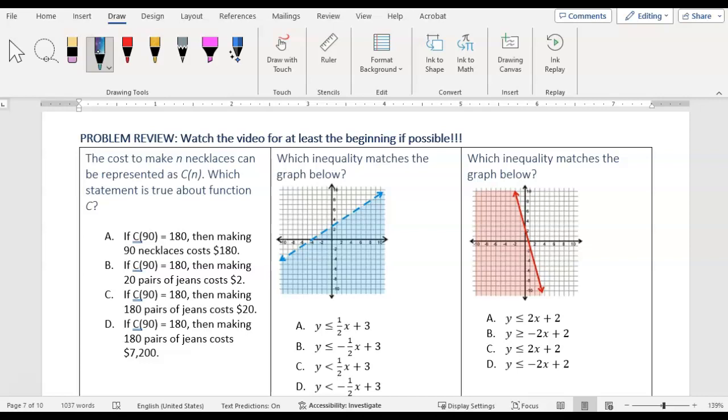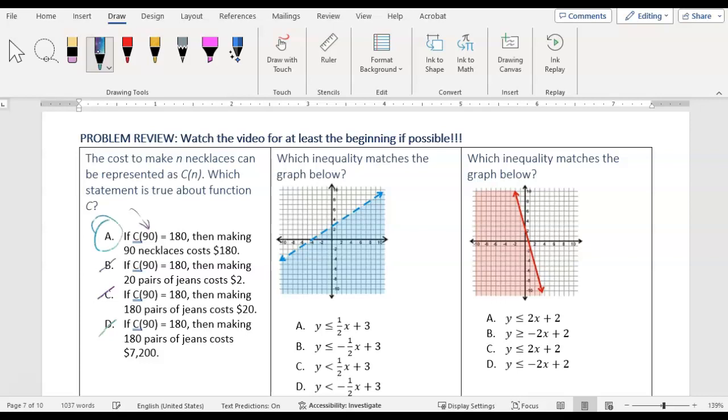So the cost to make n necklaces can be represented as C of n. Which statement is true about function C? If C of 90 equals 180, then making 90 necklaces costs $180. If C of 90 equals 180, then making 20 pairs of jeans costs $2. Okay, there's literally nothing about jeans here, so that doesn't even make sense. If C of 90 equals 180, then making 180 pairs of jeans costs $20. Again, we don't have anything about cost, and these are all about jeans. So this is our best answer.